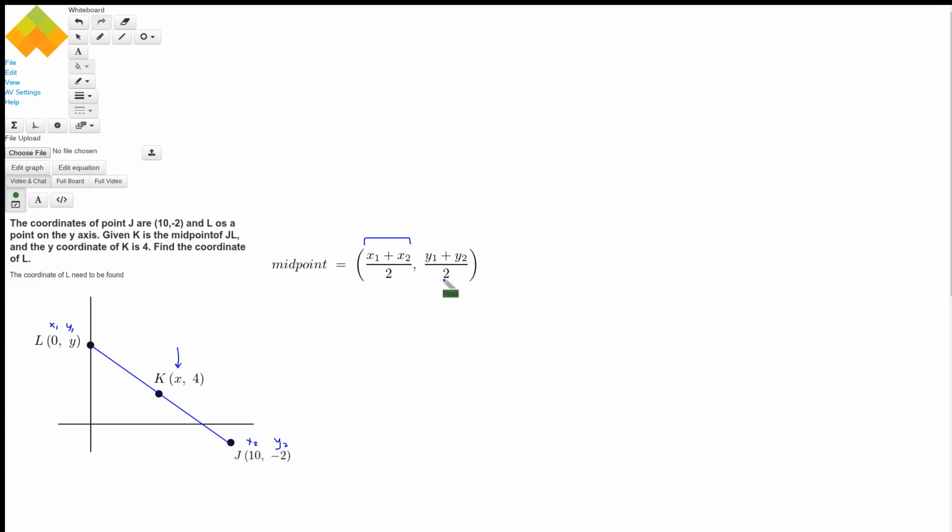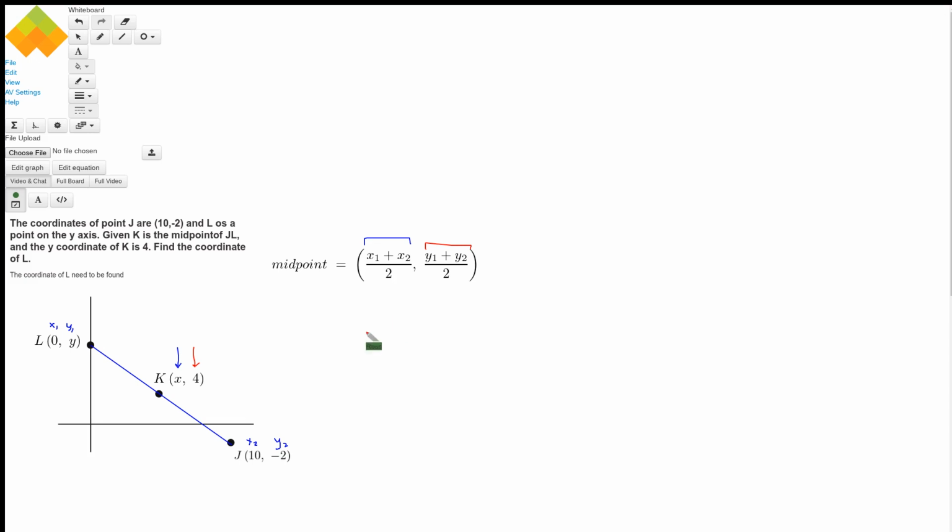And then to find the y coordinate of your midpoint, you would do the same thing, but with the y values. You add them up and divide by 2. And the reason for that is when you're finding the midpoint, you're really just taking the average of the endpoints. And to find the average of two things, you add them up and you divide by 2.